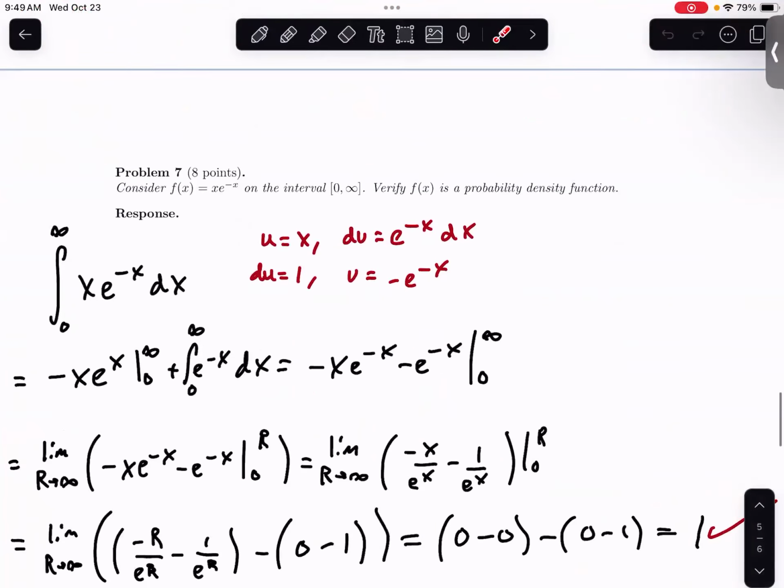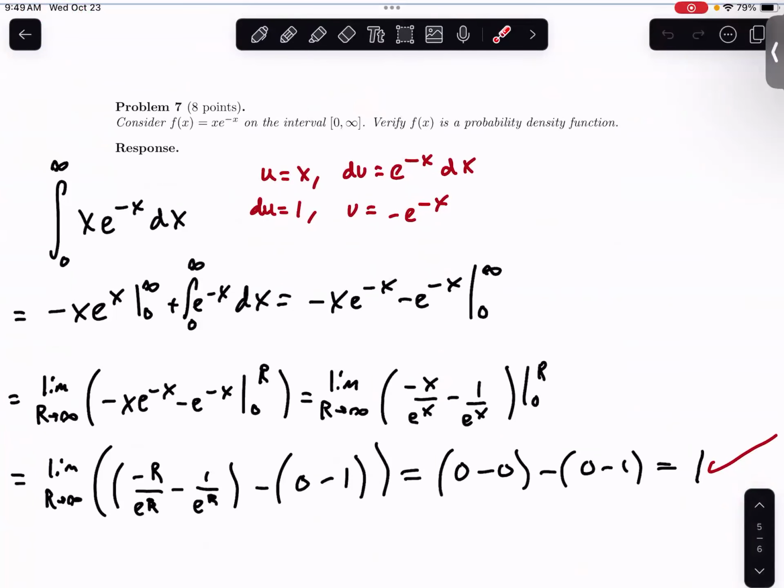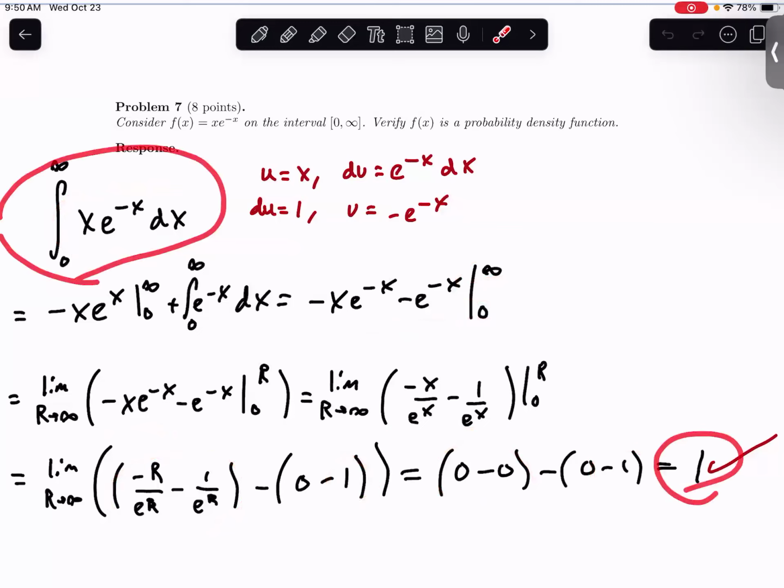And then problem 7, what you have to do is show that if you integrate this function, x times e to the minus x from 0 to infinity, this ends up being equal to 1. So this is really just an integration by parts problem. We have to do a limit at the end. If you take this integral, you end up getting the following function. You evaluate from 0 to infinity, you end up getting the following limit. And then everything kind of just turns to 0 except for this 1 at the end. So you end up just getting a 1. So you show that this integral is equal to 1. So it's a probability density function.